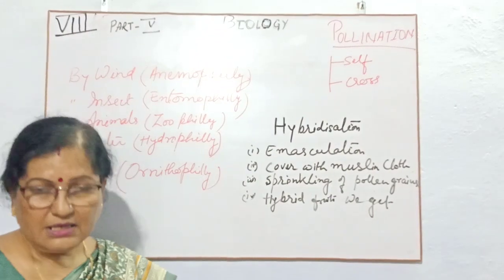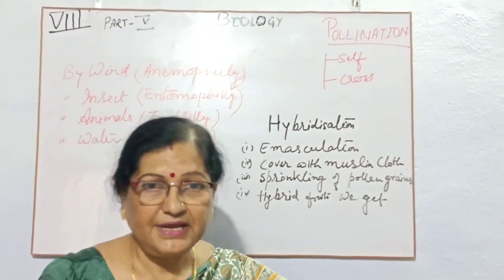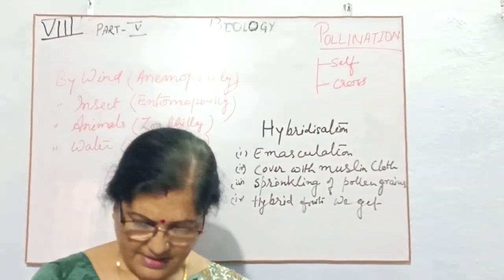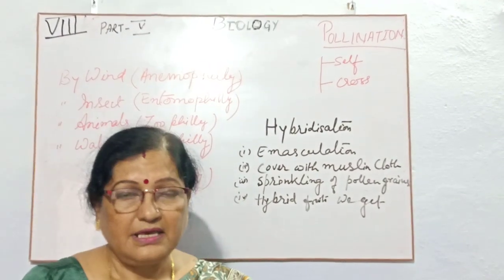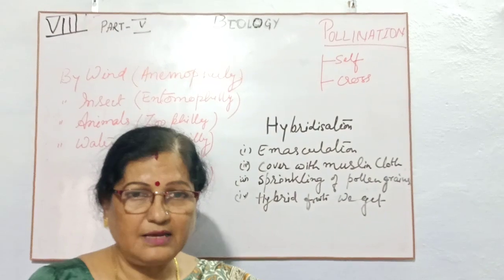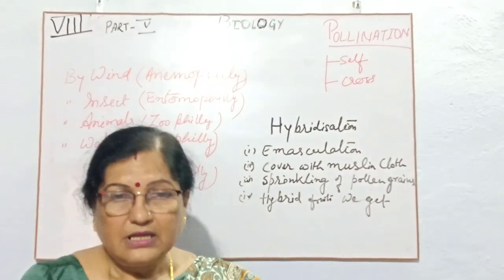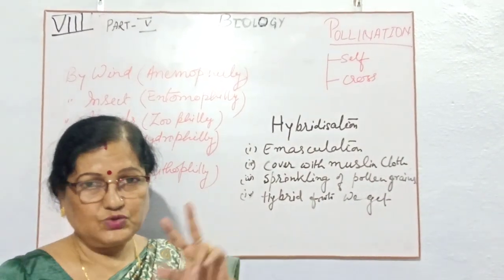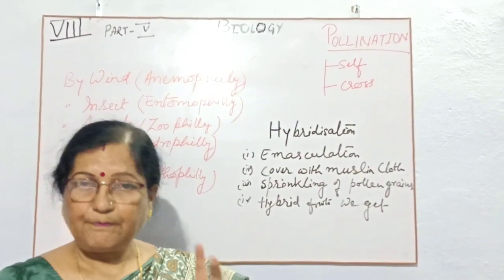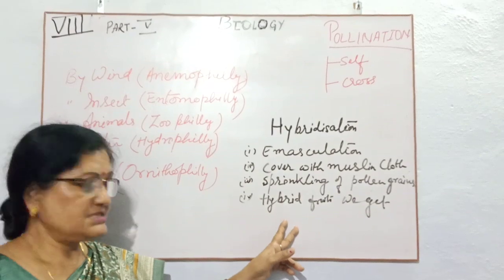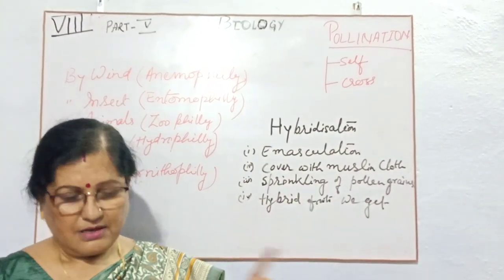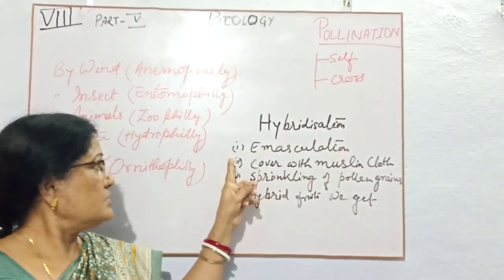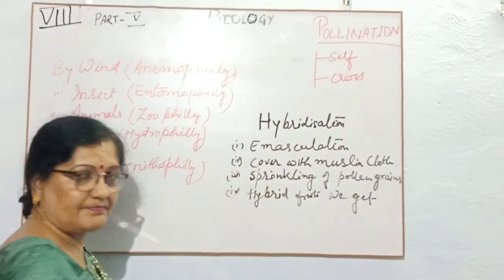Okay, now I will come to the man-made pollination. Man-made pollination is called hybridization. Now what is hybridization? If it is man-made, that means man will help in the pollination. First the man or the person or the gardener will take two different plants. These are called parent plants. These two parent plants, if they are bisexual, then from one plant they will remove the male part, that is anthers. So the process is called emasculation.